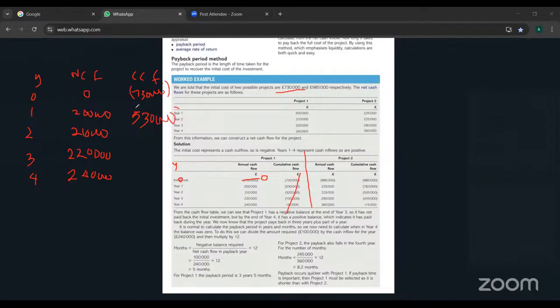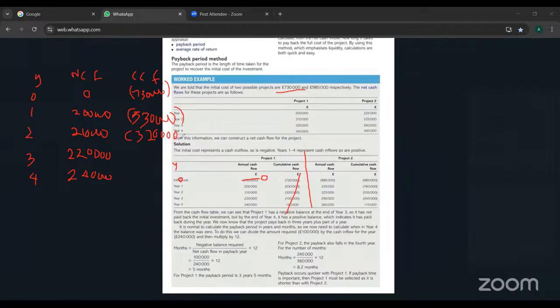Okay, so that also you have to put in brackets. Now for year 2, minus 530,000 plus 210,000. Okay, so that will give you minus 320,000. If you can't remember what I am teaching, you all can take a notebook and write it down.